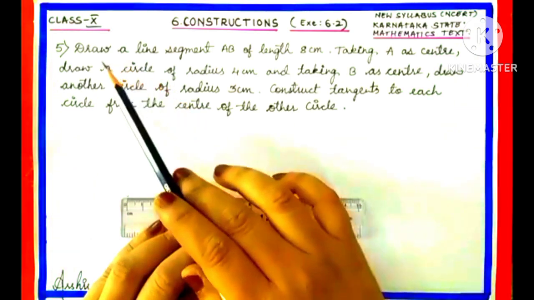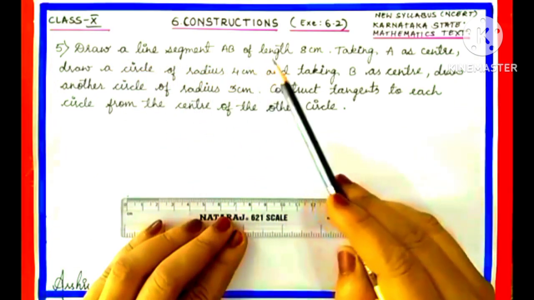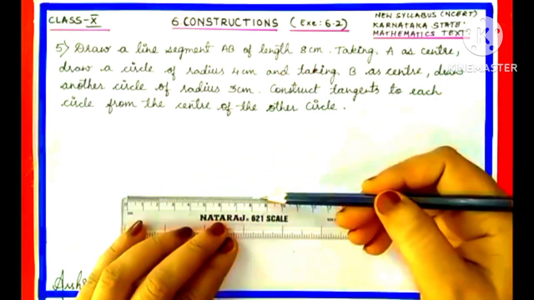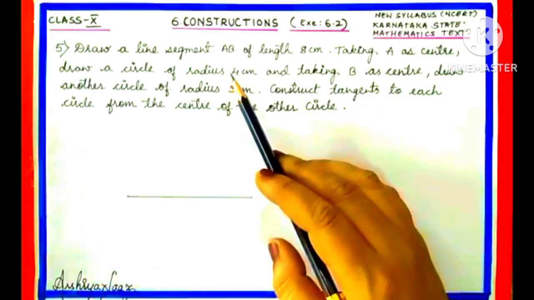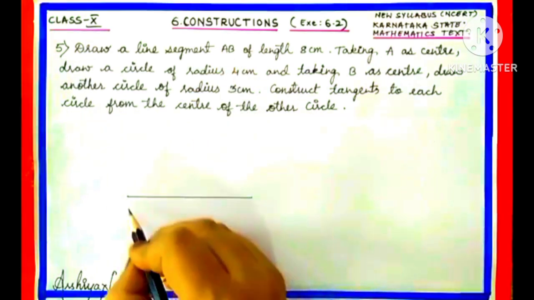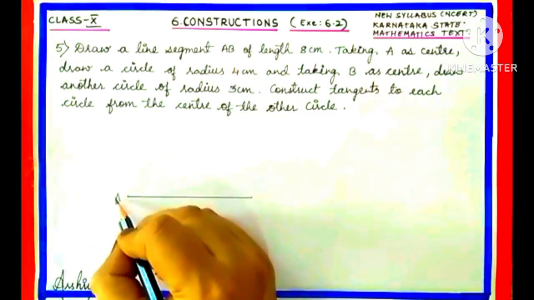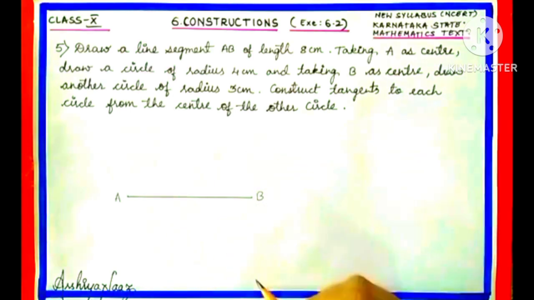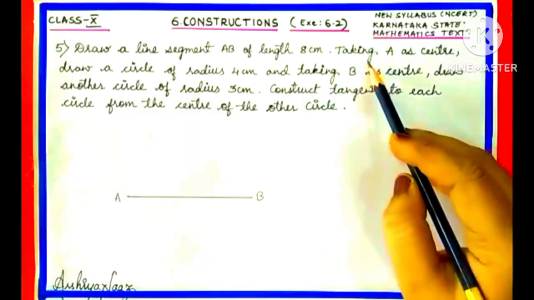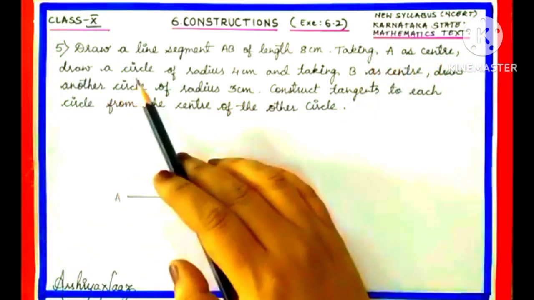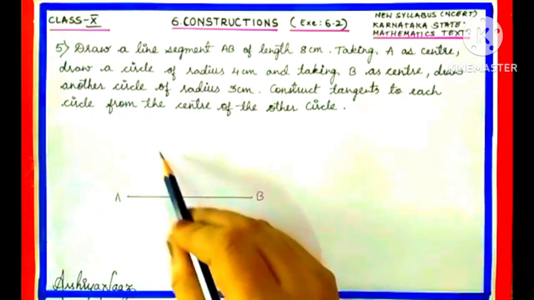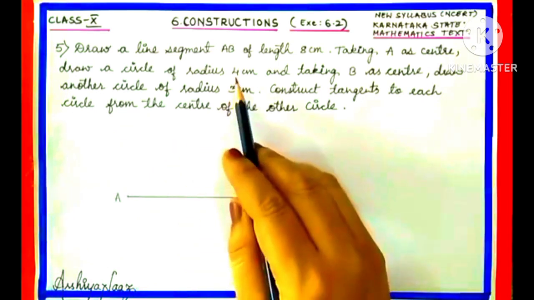So, first let us draw a line segment AB of length 8 cm. So, this is a line segment of length 8 cm. Let us name this line segment as AB. Now, let us see what is the next step. Taking A as center, draw a circle of radius 4 cm. So now with A as center, we have to draw a circle of radius 4 cm.